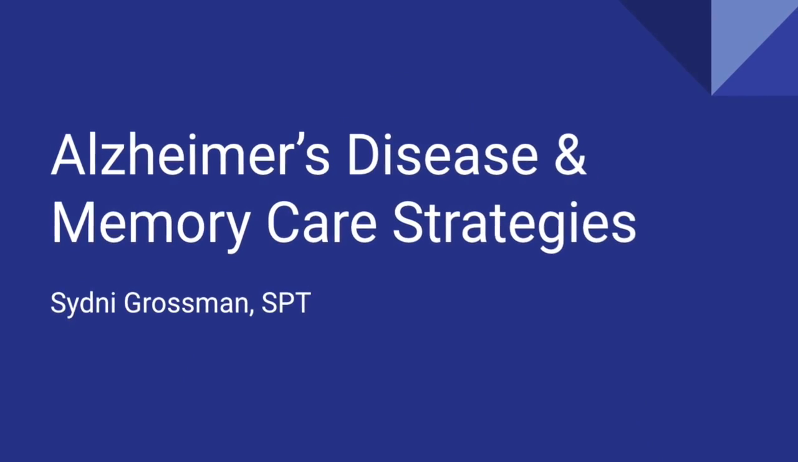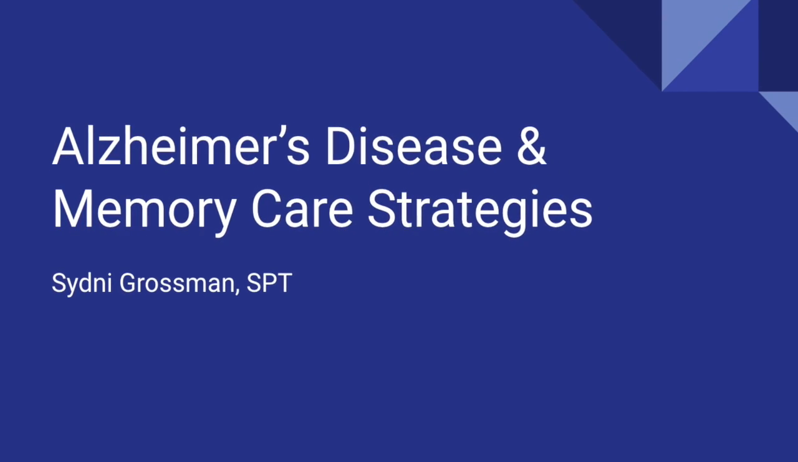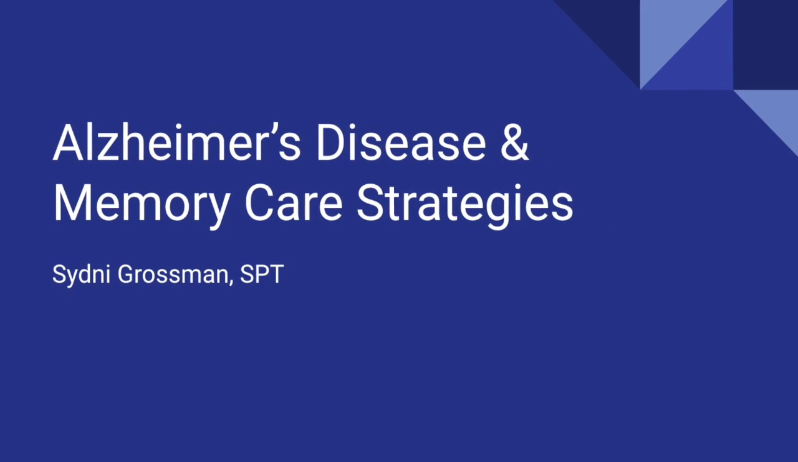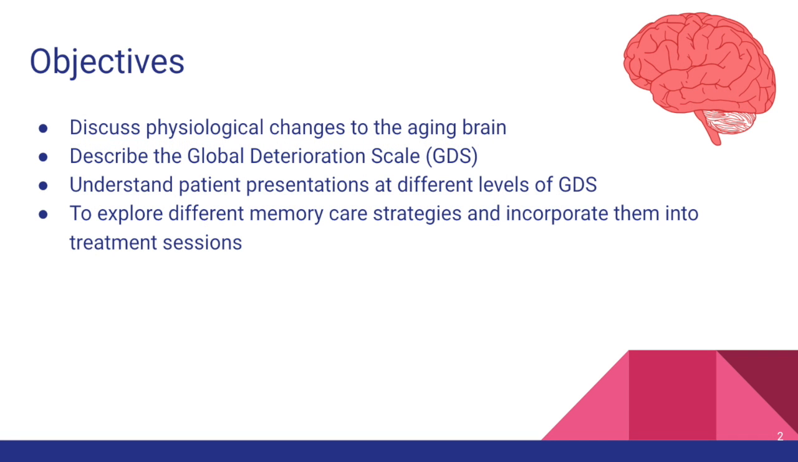My in-service is on Alzheimer's disease and memory care strategies. I tried to make this the brief version because I know you are all very busy people. The objectives are to discuss the physiological changes to the aging brain, describe the global deterioration scale, understand patient presentations at different levels of the GDS, and to explore memory care strategies and incorporate them into treatment sessions.